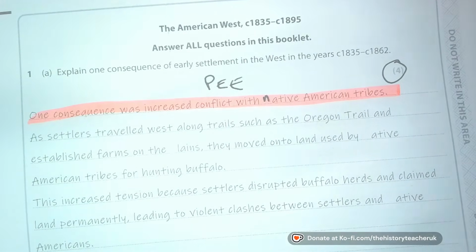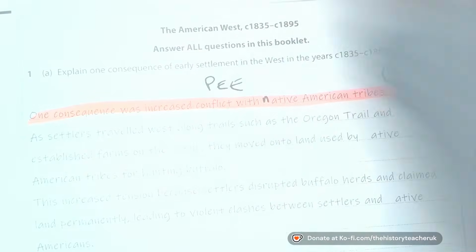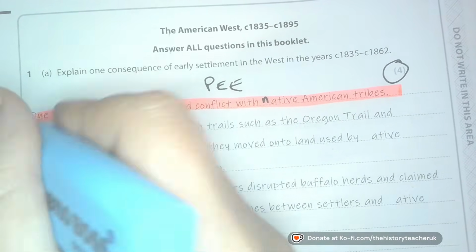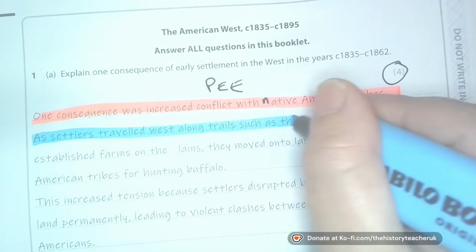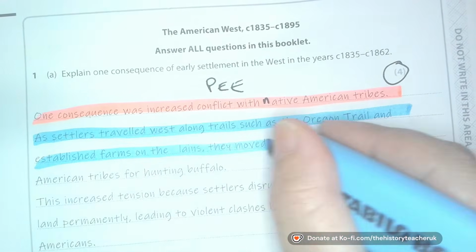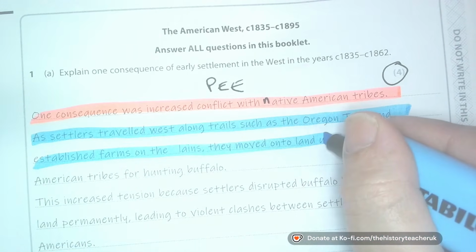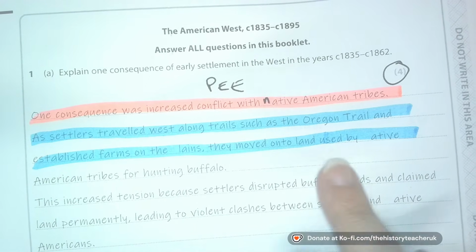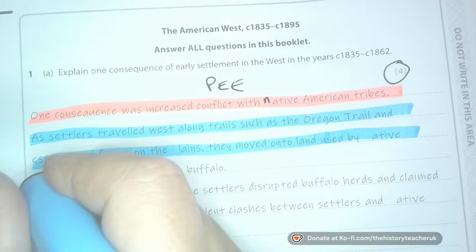There's our point. Now we need our evidence, just a little bit of information that's going to add a little bit of detail. So as settlers travelled along trails such as the Oregon Trail and established farms on the plains, they moved onto land used by Native American tribes for hunting buffalo.